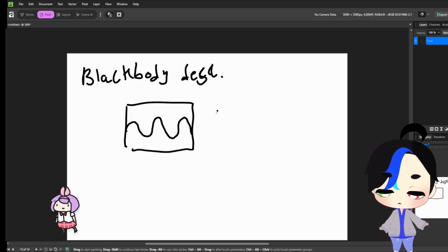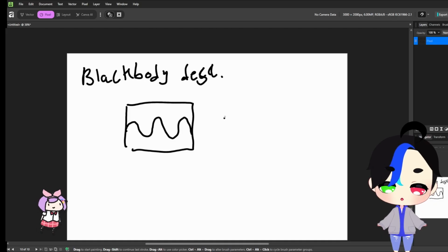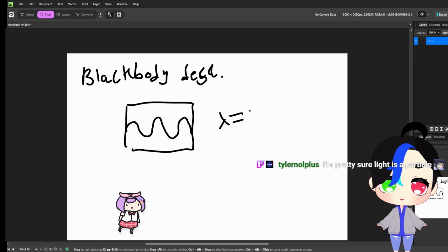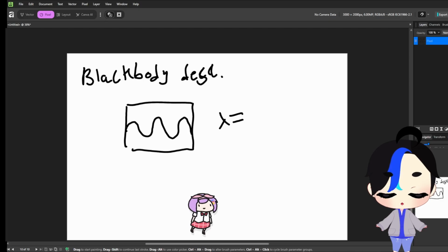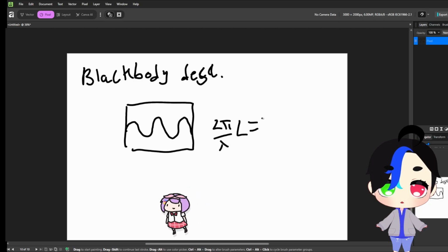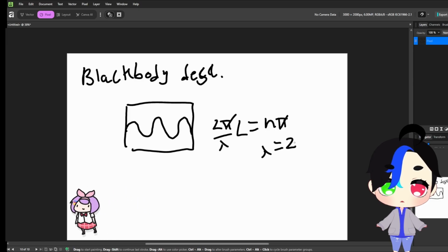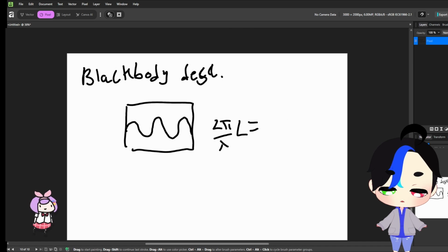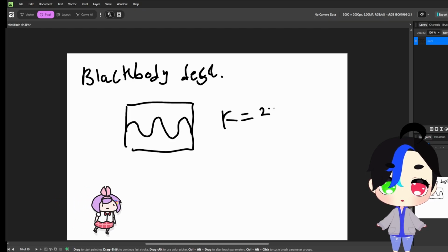So this tells us that, hang on, 2 pi over lambda, L has to equal n pi. I'm going to describe it in terms of the wave number. K has to equal 2 pi n over L.